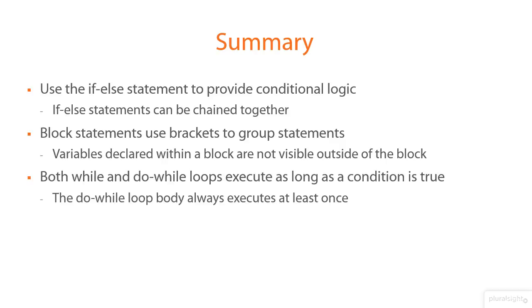Both the while and the do while loops execute as long as a condition is true. The difference is when they test a condition. Right? While checks at the beginning, do while checks at the end. As a result, do while loops always execute their body at least once.